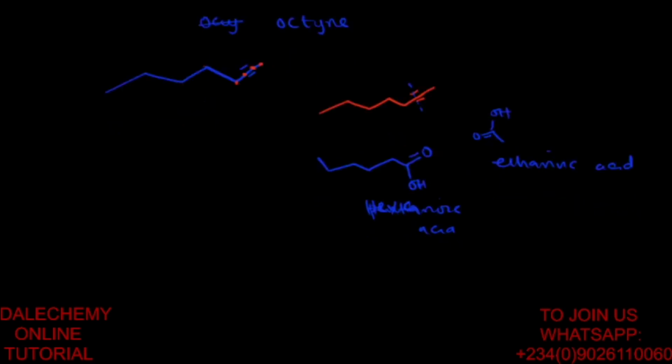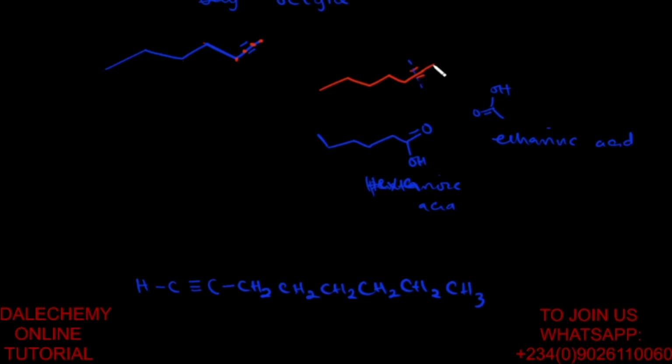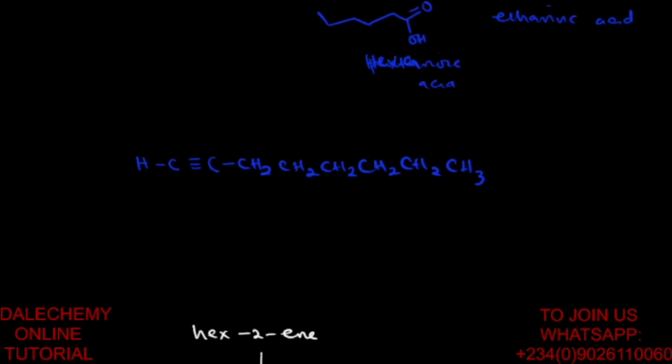Let me draw the normal condensed one. So octyne is going to have HC triple bond C CH2 CH2 CH2 CH2 CH3, 1 2 3 4 5 6 7 8. Anyway, it depends on the position of the triple bond. Here I was putting the triple bond at the second position, where you count from here 1 2. So it's at the second position, but here it is at the first position. So it depends on the position.